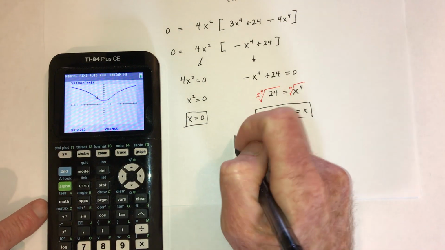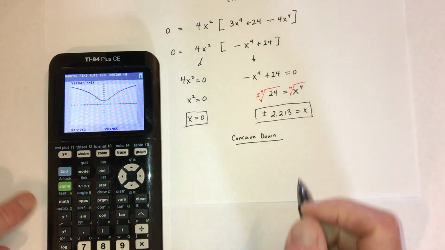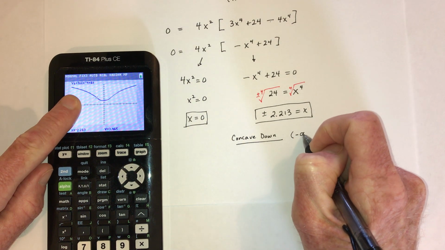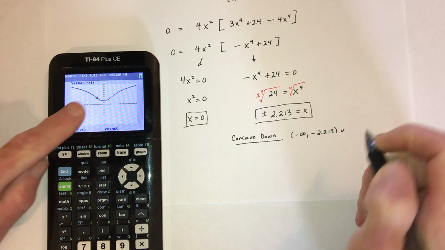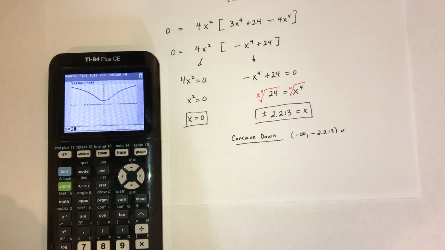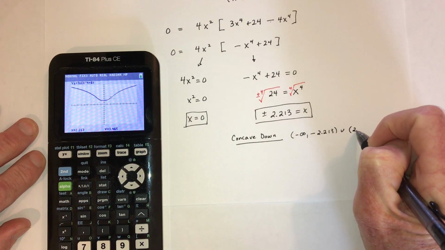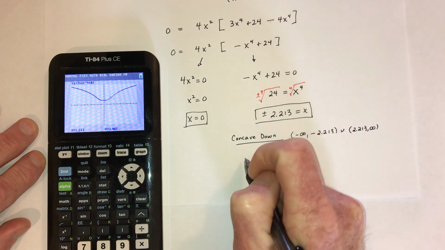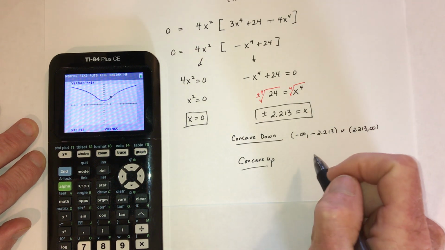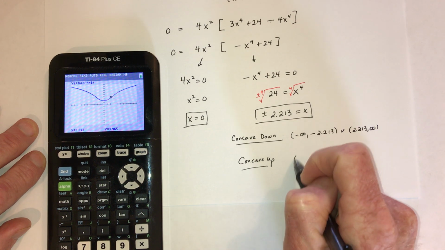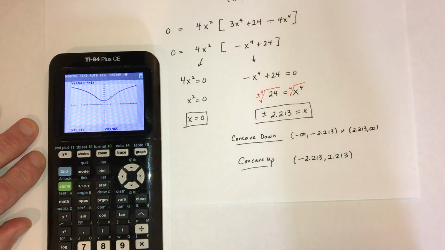So I'm going to label concave down first of all. That would be this left side, which would go from negative infinity to negative 2.213. And then this side is also concave down. So that's going to go from 2.213 to infinity. And then for concave up, the middle part between negative 2.213 and 2.213 is concave up.